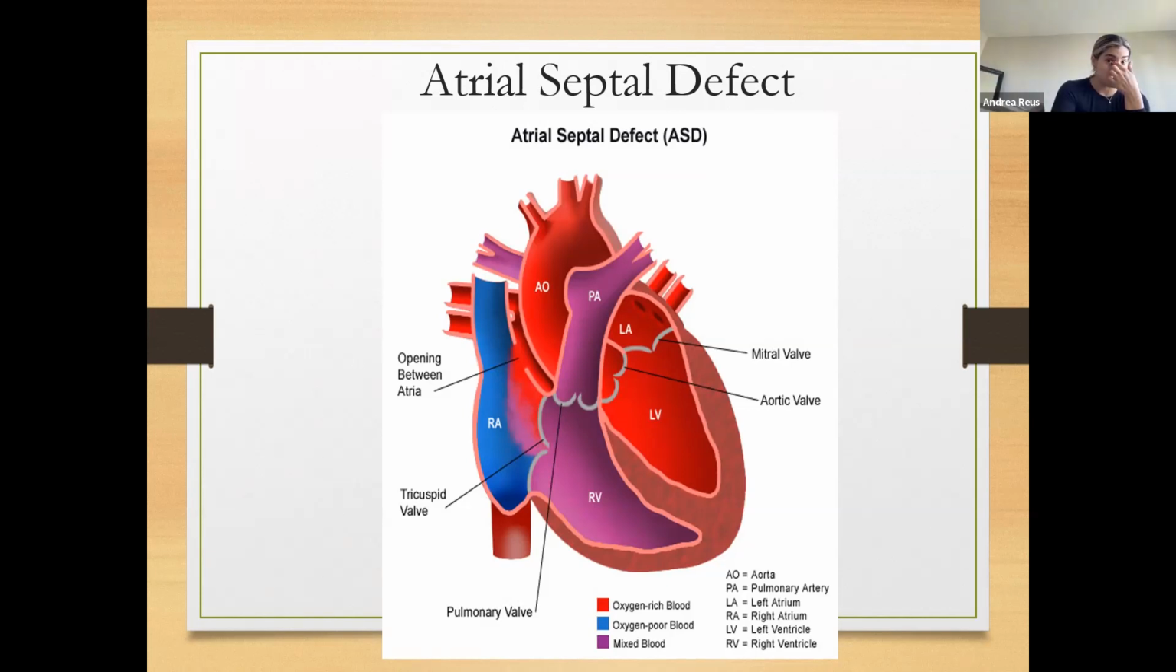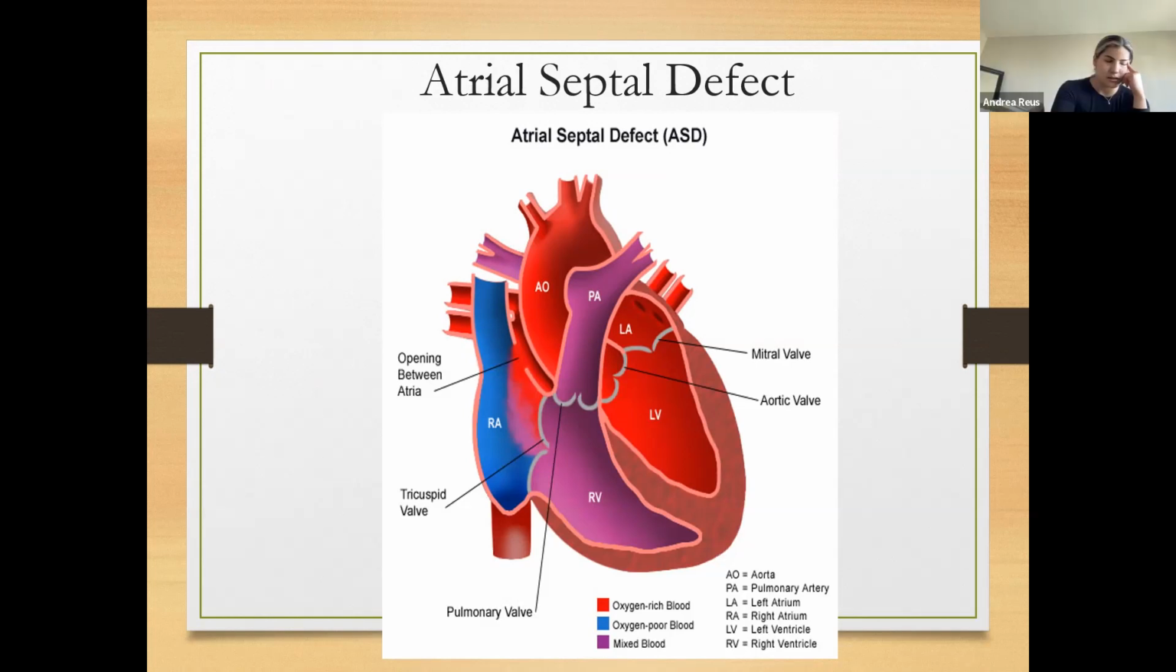Upper part of the atrial septum. Okay, near what area? Where the SVC meets the RA, right? What's associated with sinus venosus ASD?